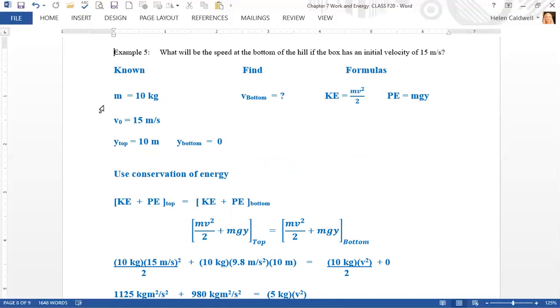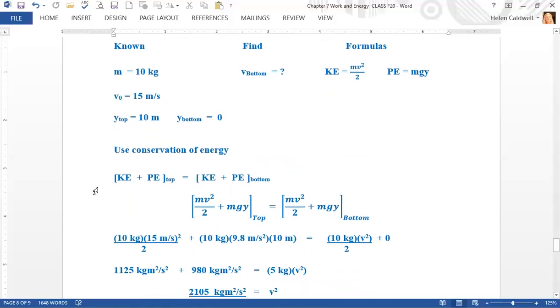We know our kinetic and potential energy formulas, and we will use conservation of energy. Yay! One of my favorite things to use. So kinetic plus potential at the top equals kinetic plus potential at the bottom. Kinetic is mv squared over 2, potential is mgy. So mv squared over 2 plus mgy at the top equals mv squared over 2 plus mgy at the bottom.